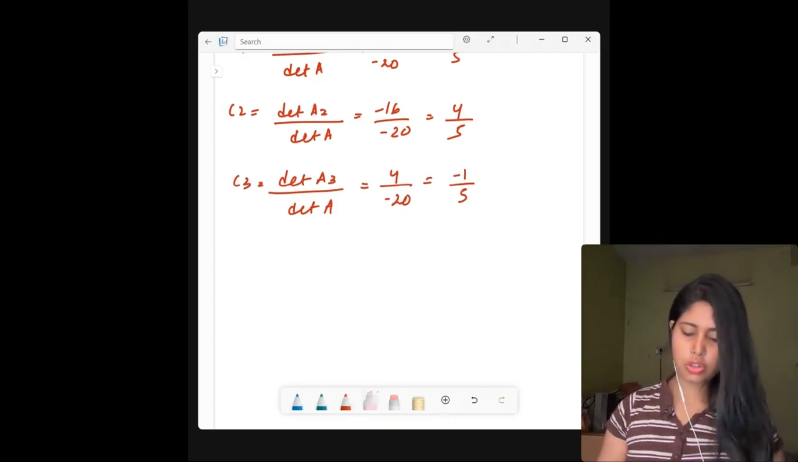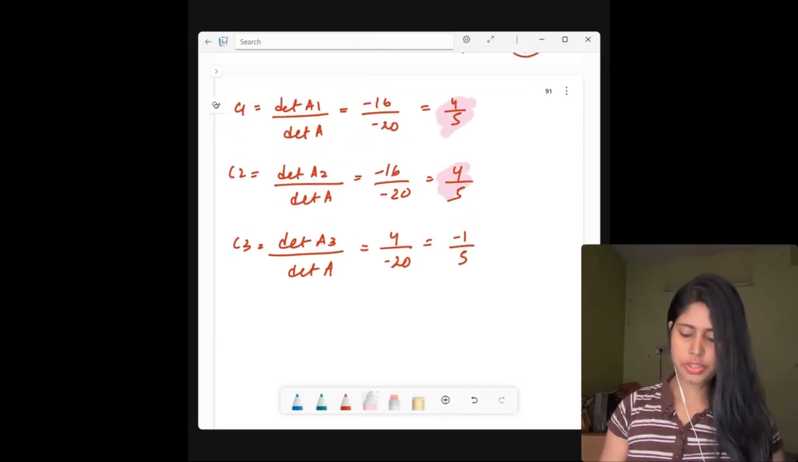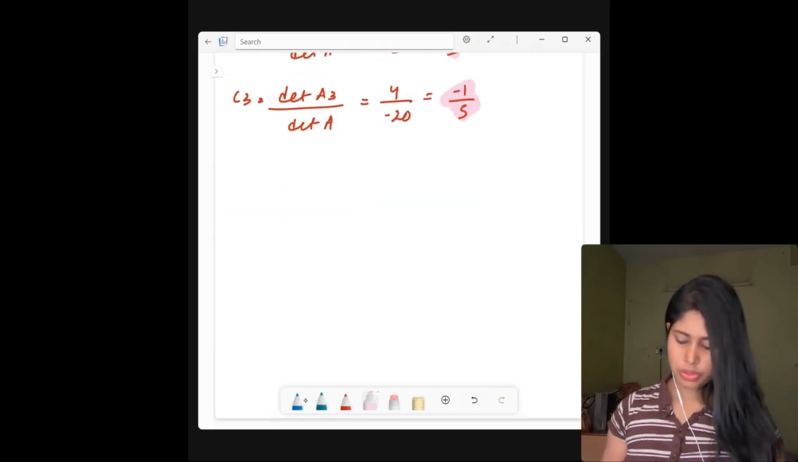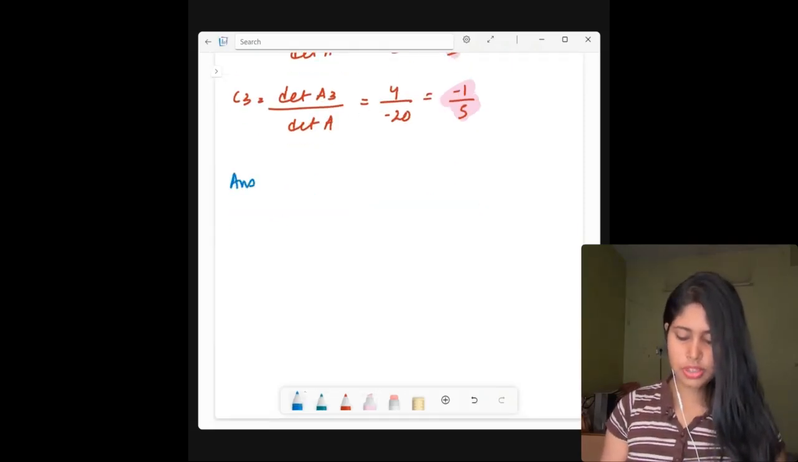So these are the coordinates C1, C2 and C3. So while writing the answer, you will write: the answer is the coordinates.